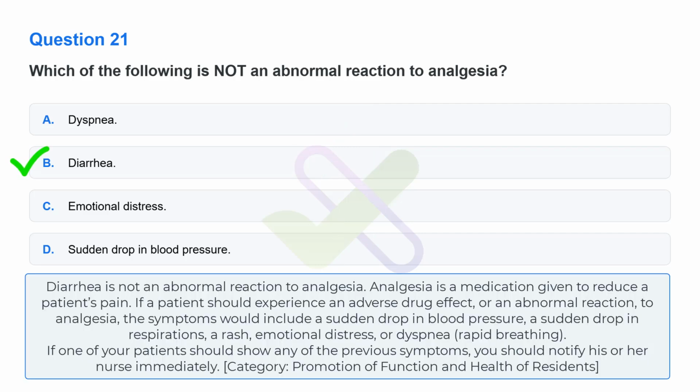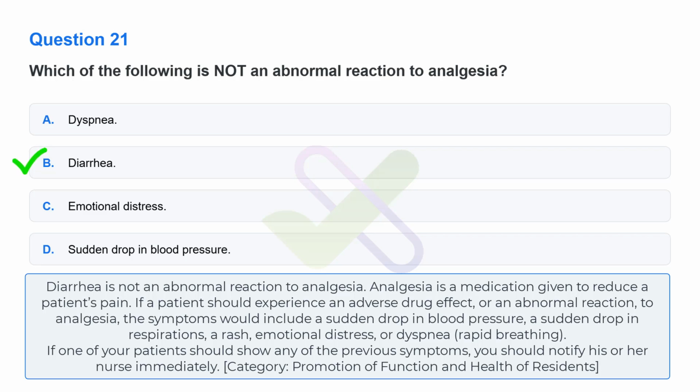The correct answer is B. Diarrhea. Diarrhea is not an abnormal reaction to analgesia. Analgesia is a medication given to reduce a patient's pain. If a patient should experience an adverse drug effect or an abnormal reaction to analgesia, the symptoms would include a sudden drop in blood pressure, a sudden drop in respirations, a rash, emotional distress, or dyspnea, rapid breathing. If one of your patients should show any of the previous symptoms, you should notify his or her nurse immediately.